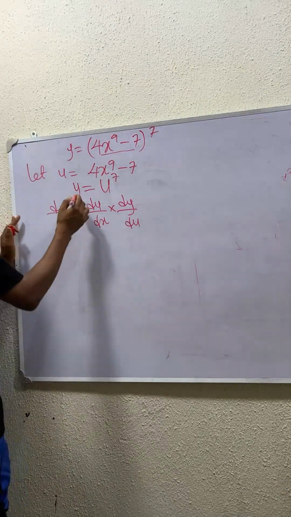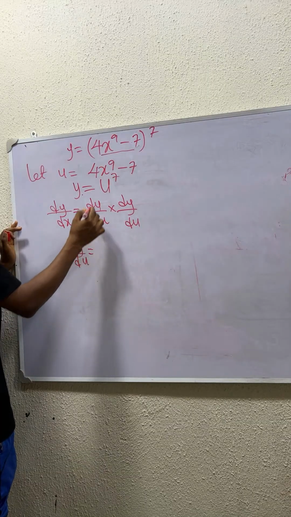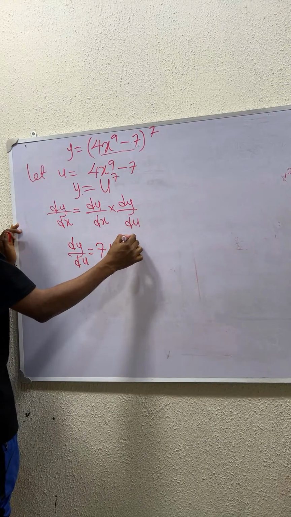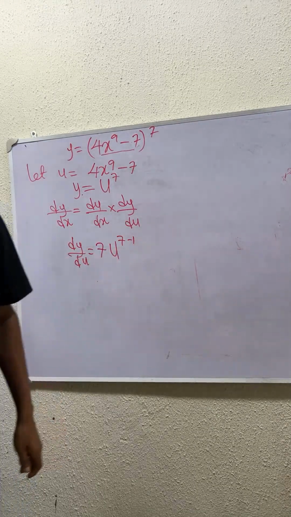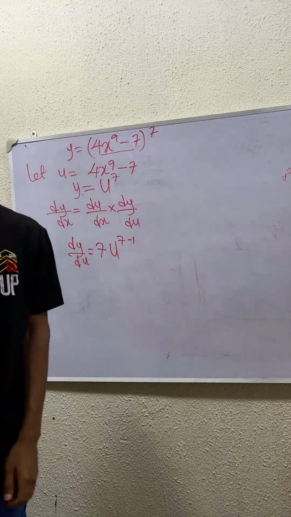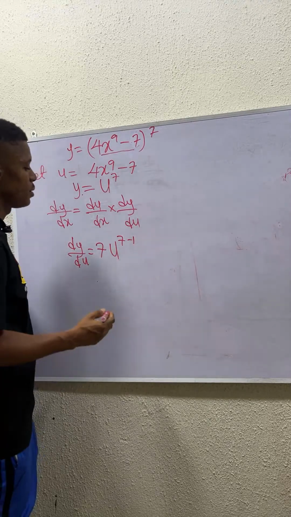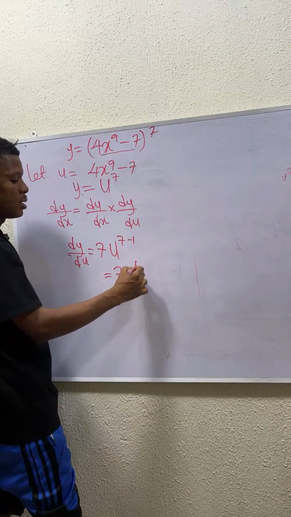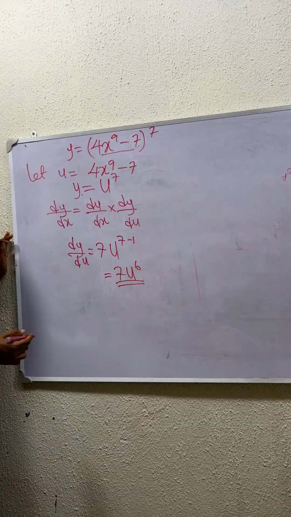So dy/du, you just multiply by 7, u to the power of 7 minus 1. What is the value of 7 minus 1? The value of 7 minus 1 is 6. So the answer becomes 7u power 6. That's the answer for dy/du.